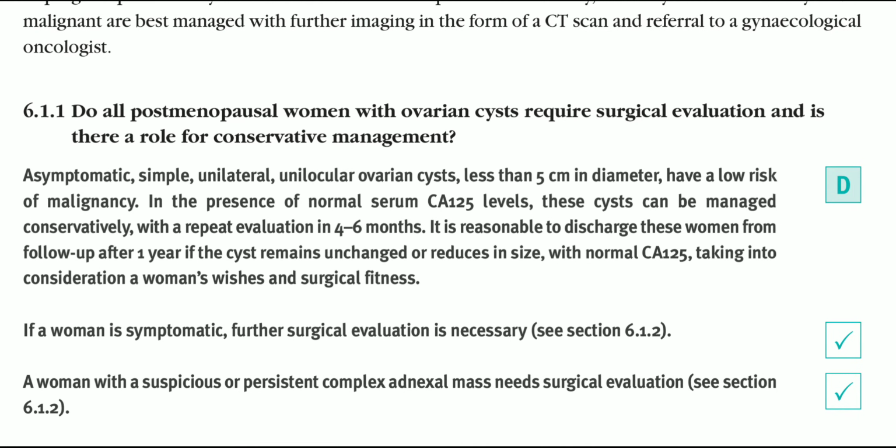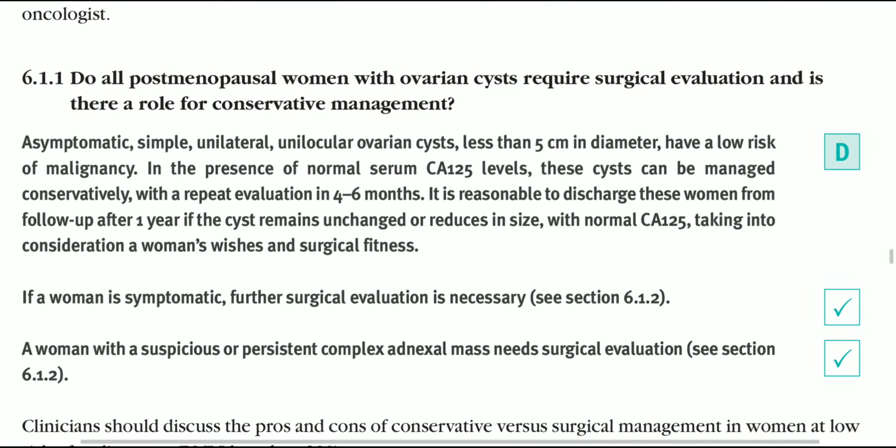No, it's written that asymptomatic simple unilateral unilocular cysts of less than 5 cm have a low risk of malignancy in the presence of a normal CA125. These cysts can be managed conservatively with a repeat evaluation in 4 to 6 months, and it is reasonable to discharge these women from follow-up after 1 year if the cyst remains unchanged or reduces in size with a normal CA125, taking into consideration the woman's wishes and surgical fitness.